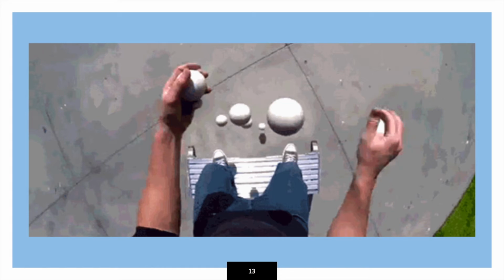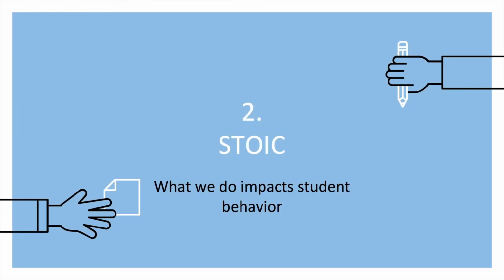We're going to drop more than one ball. It's inevitable. If we drop a plastic one, it'll bounce back, and we'll be okay. We just need to be mindful of the glass ones. Think equity, not equality. What we do impacts students' behavior.